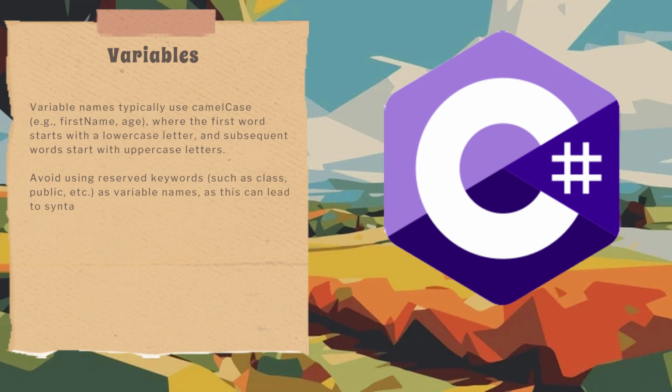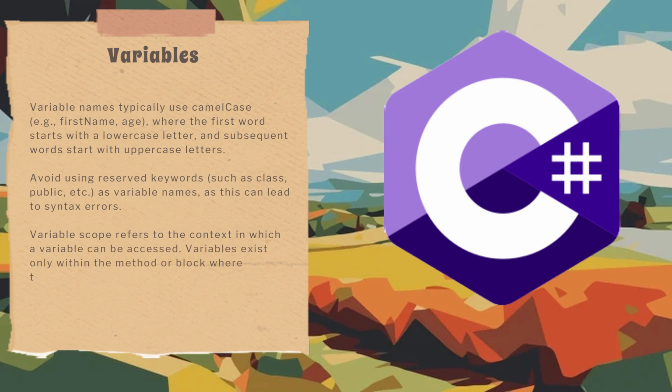Variable scope refers to the context in which a variable can be accessed. Variables exist only within the method or block where they are declared. Once the method or block finishes executing, the variable is no longer accessible.